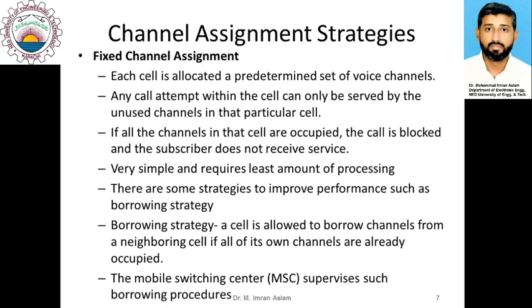So if all channels are occupied and a new call attempt is made, the base station will request the MSC to borrow a channel from a neighboring cell, and MSC will check the neighboring cell if a channel is available for use by that particular user. So eventually MSC will allocate that particular channel to the base station, and the call may be successful. In this particular case, the MSC or mobile switching center has to supervise the borrowing procedure.